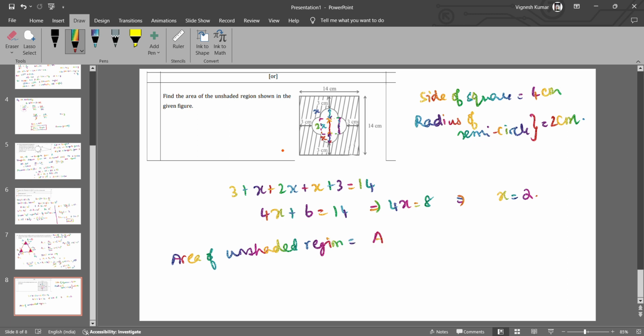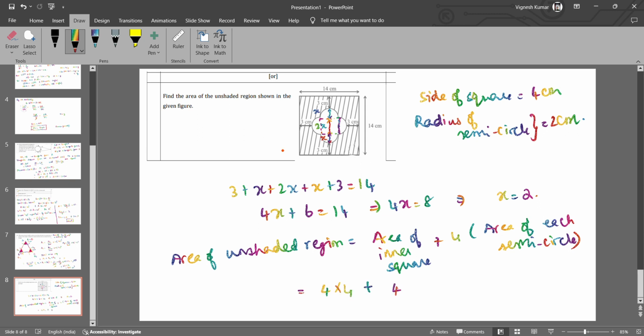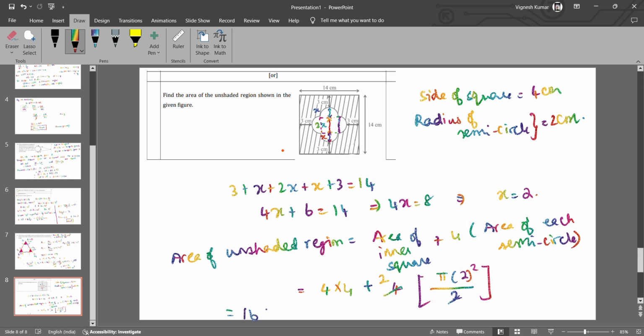So area of the unshaded region will be area of the inner square plus 4 into area of each semicircle. So area of the square will be 4 into 4 plus 4 into area of the semicircle, which is pi r square by 2, pi into 2 square divided by 2. So I will be having 16 plus 4 pi into 2, 8 pi. So 16 plus 8 pi centimeter square.